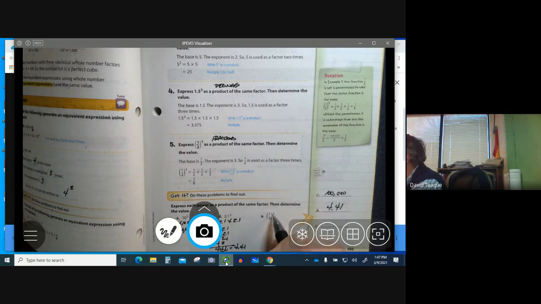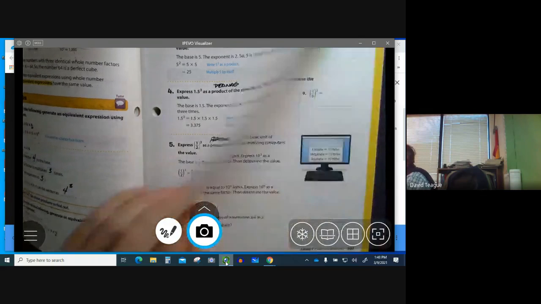Now you've got 1/4 squared. So that's 1/4 times 1/4. And with fractions, you multiply the numerators across. So 1 times 1 is 1. 4 times 4 is 16. So your answer for E is 1/16. Okay.